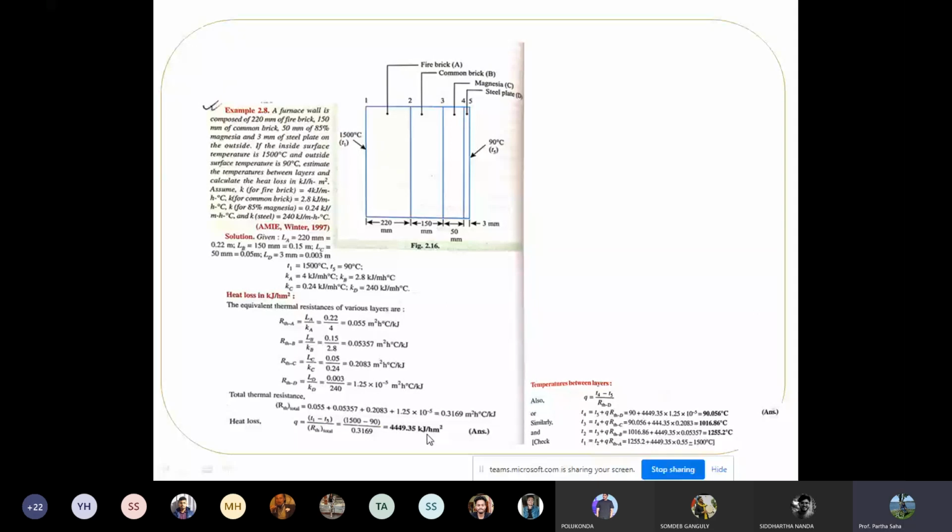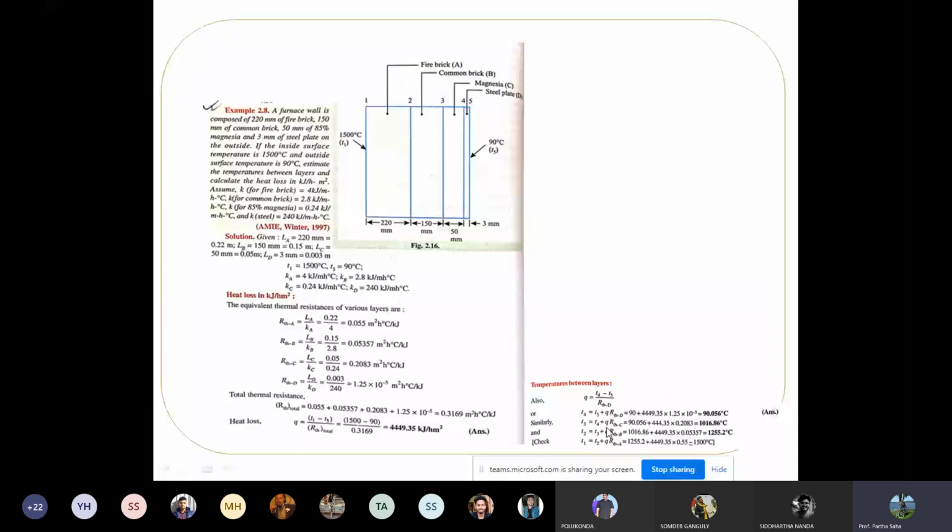Kilojoule per hour is equal to kilowatt per meter square. Joule per hour is equal to watt. Okay. Now the temperature between layers you can calculate again using the same formula. T4 minus T5 divided by the thermal resistance for this layer. So you can calculate T4 equals T5 plus Q times the thermal resistance, 90.05 C. Similarly, you can calculate for this one.